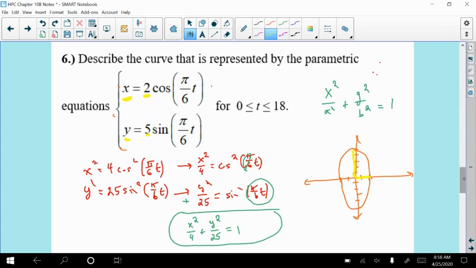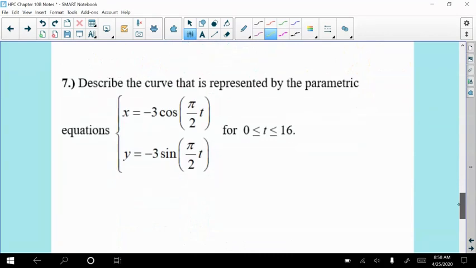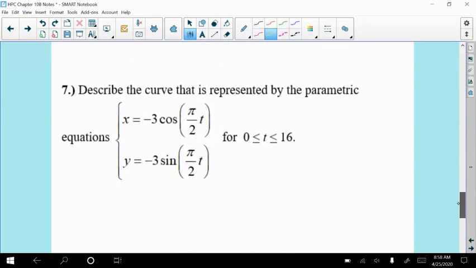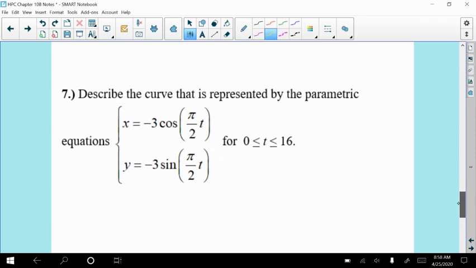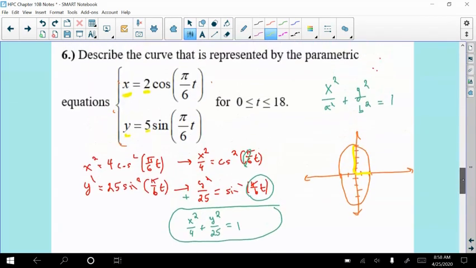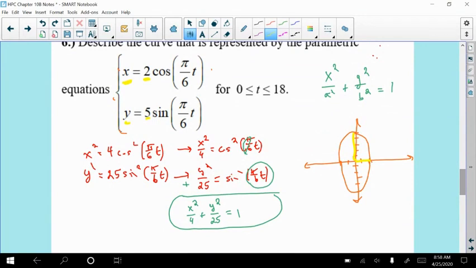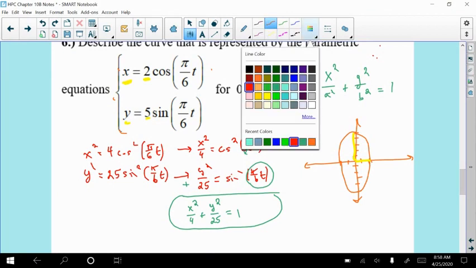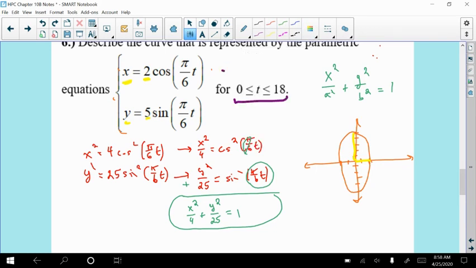So a good exercise could be to pause the video and try to come up with this particular equation. But the other thing I want to think about too, it does say describe the path or describe the curve. So I have a nice image of it, but we should probably just put t equals 0 just to see, where does this thing start? Because it does go from 0 to 18.